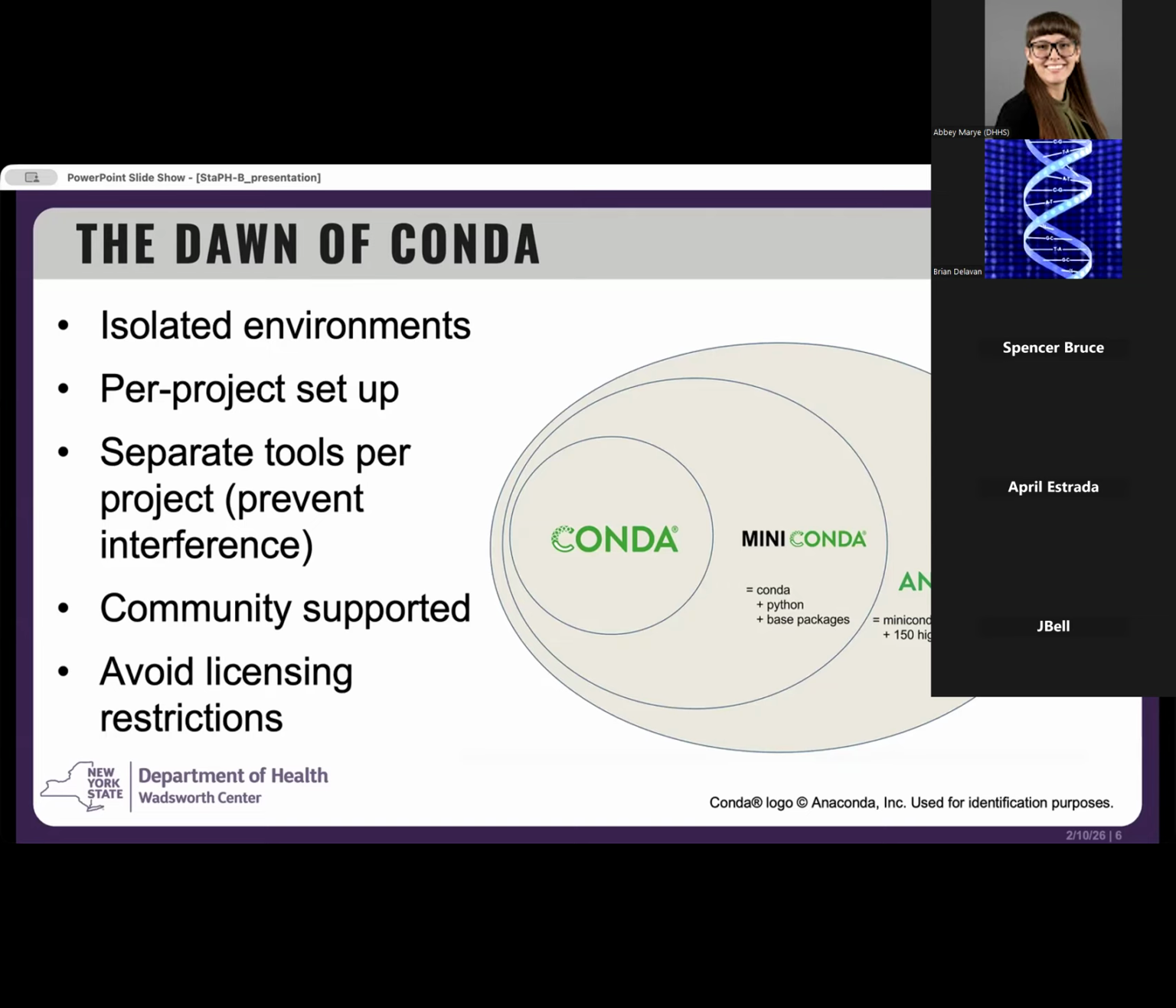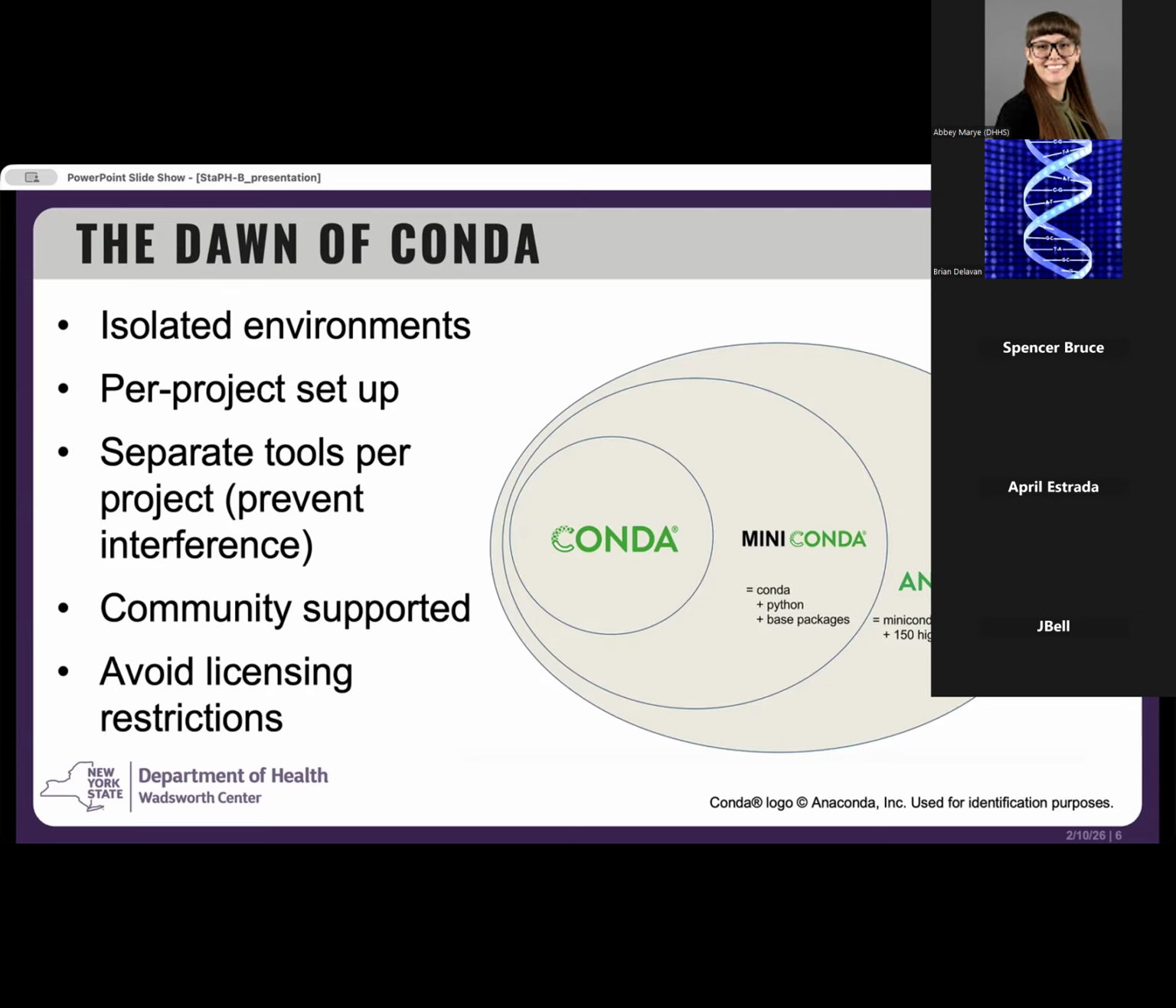The diagram that you're looking at on the right here helps to clarify a common confusion. Conda is really the underlying package and environment manager, where Miniconda is a minimal distribution that includes Conda and Python. And then we have Anaconda, which is a larger distribution that bundles Conda with many pre-installed packages. For many public health labs, the lighter weight options like Miniconda or Miniforge provide more control and fewer complications.